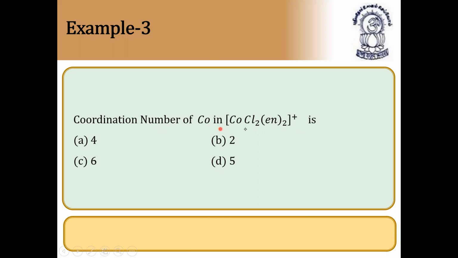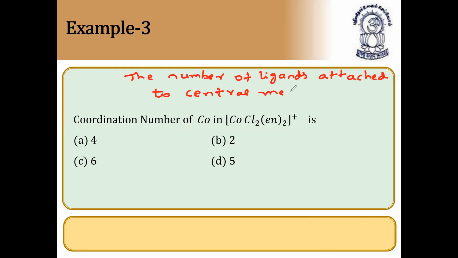Coordination number of cobalt in [CoCl2(en)2]+ is. What is coordination number? The number of ligands attached to the central metal atom is called the coordination number. So this is called coordination number.